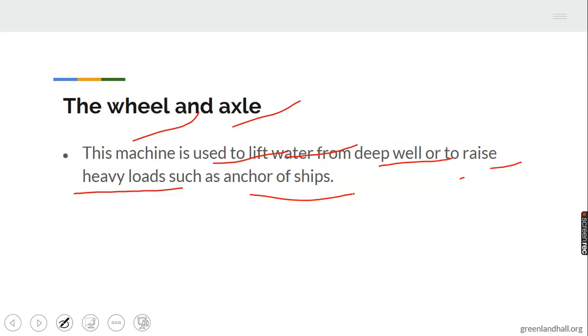You see it rolling, and as it's rolling, it depends on the direction. If it's rolled clockwise, it means you want to draw the water up from the well. If it's rolled anti-clockwise, it means you are returning the bucket back into the well. You see the rope being attached to the bucket, and the bucket connected to the wheel and axle. So once you roll it anti-clockwise, it means you want the bucket to move down into the well.